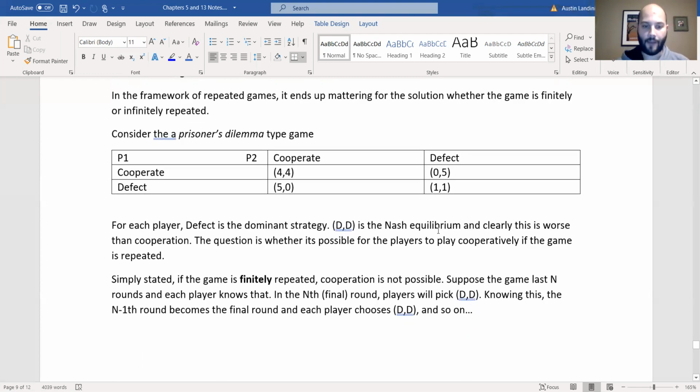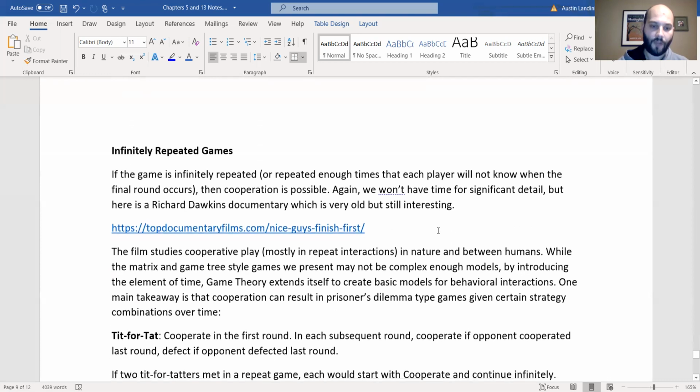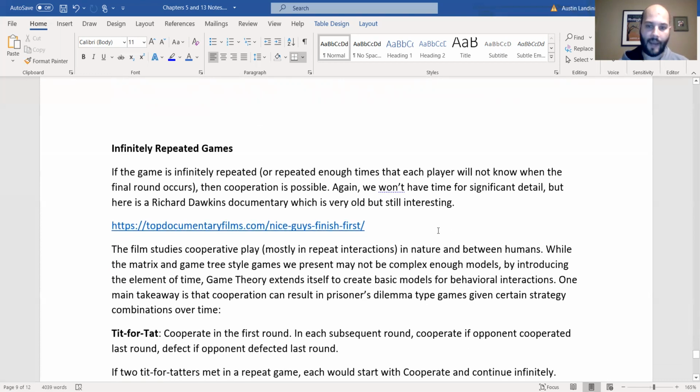So we say in general, in finitely repeated games, cooperation is not possible, but it is possible in what we call infinitely repeated games. Infinitely repeated games, or games that are repeated enough times that players don't know exactly how many rounds there are or when the final round will occur, make cooperation possible. If we had a full class on game theory, we would spend a number of weeks, probably at least one full midterm, on these sorts of repeated games in which cooperation is possible.